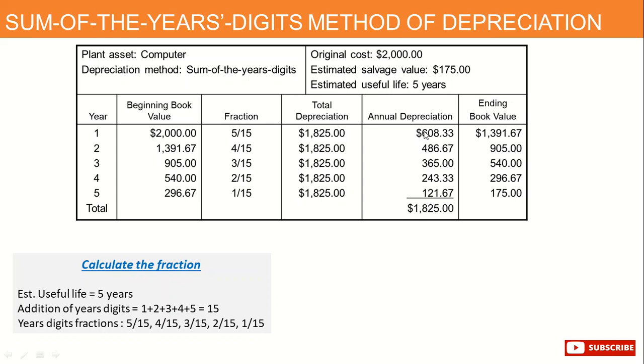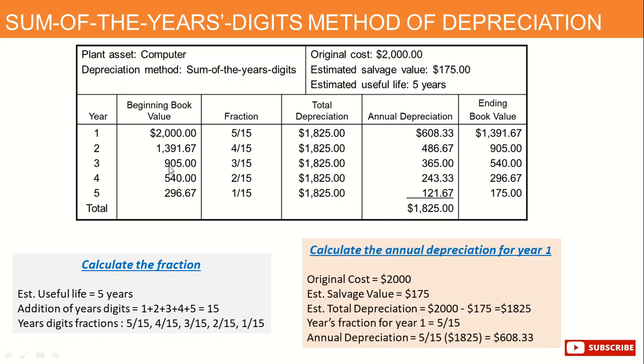What will be the annual depreciation? $608, and that will be subtracted from $2000, and we have the ending book value $1391, and that ending book value will be the beginning book value for the second year. And in the second year we have $905 ending book value, and that will be the beginning book value of year 3.